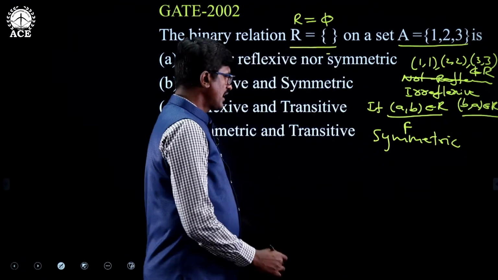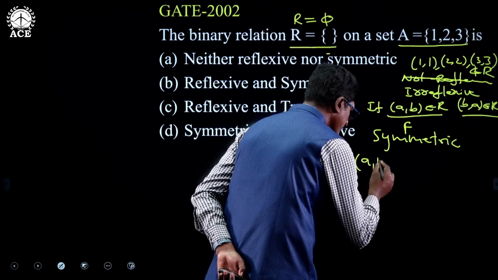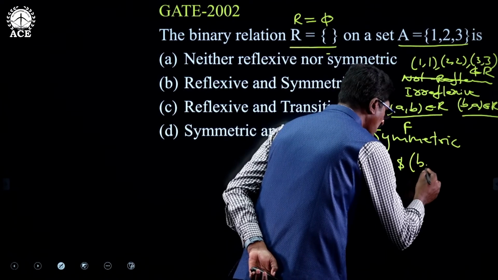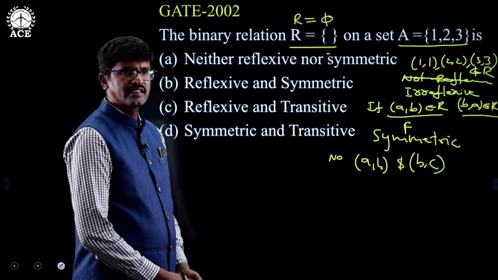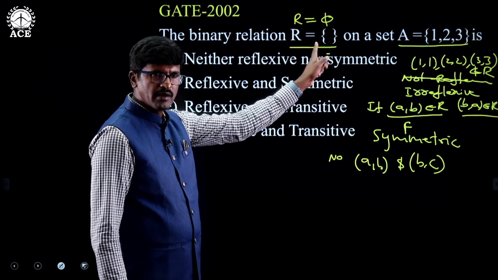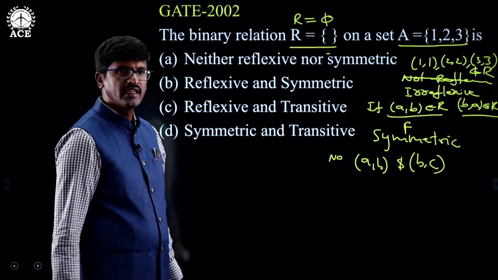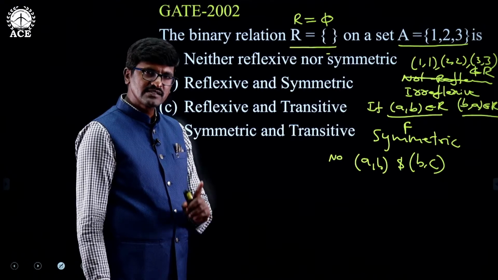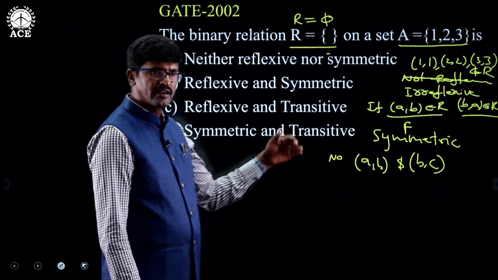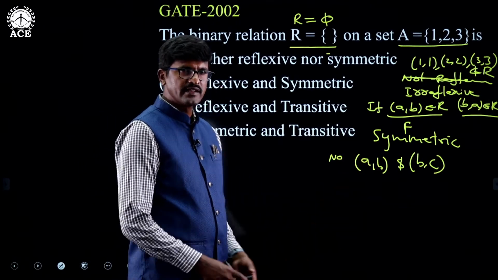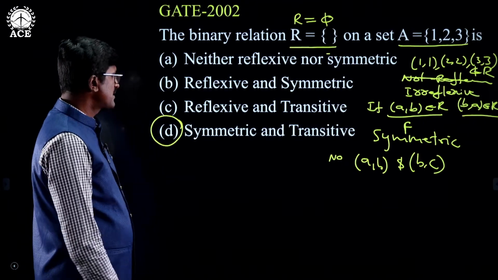Next one. If there is no (A,B) and (B,C), obviously then it is a transitive relation. So there is no (A,B), there is no (B,C), then there is no need of checking about (A,C). (A,C) is checked when (A,B) and (B,C) are there. If the ordered pairs (A,B) and (B,C) are not there, then obviously it is a transitive relation. Therefore, the answer for the given problem is symmetric and transitive.